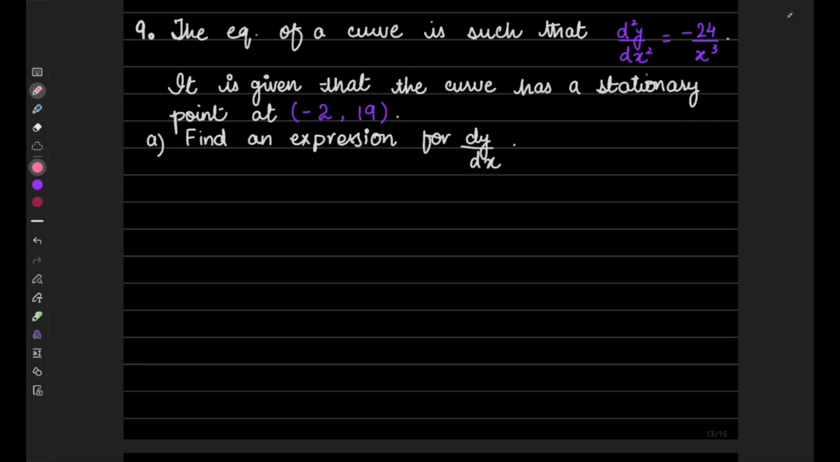Okay, so the thing that is given is that you have a curve for which the second derivative is given, and they have also given you the stationary point. So let's integrate it to find the expression for dy by dx. We know that the integral of d square y over dx square will give you the derivative, because this is the second derivative, so integrating it will give you the first derivative. So dy by dx will be equal to the integral of minus 24 over x cube.